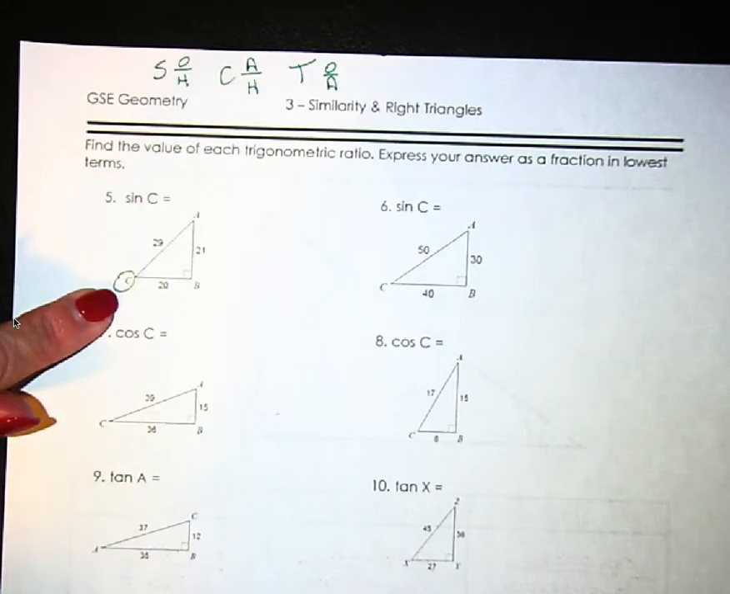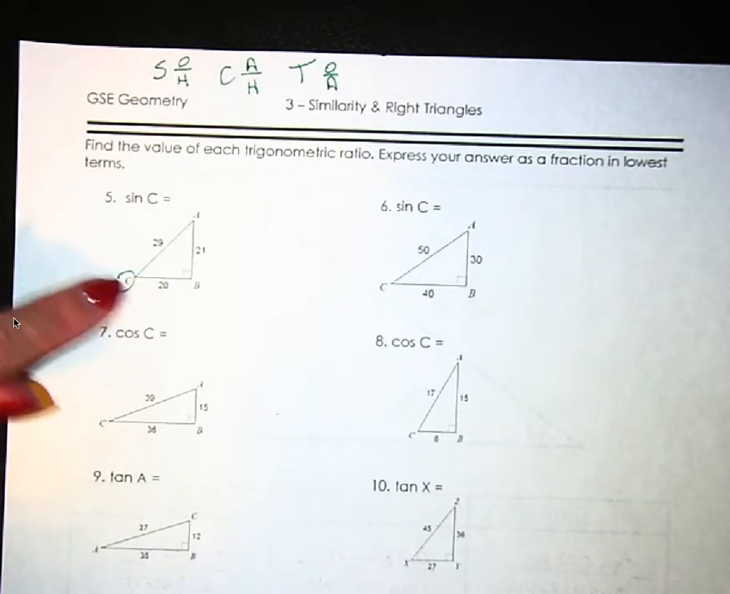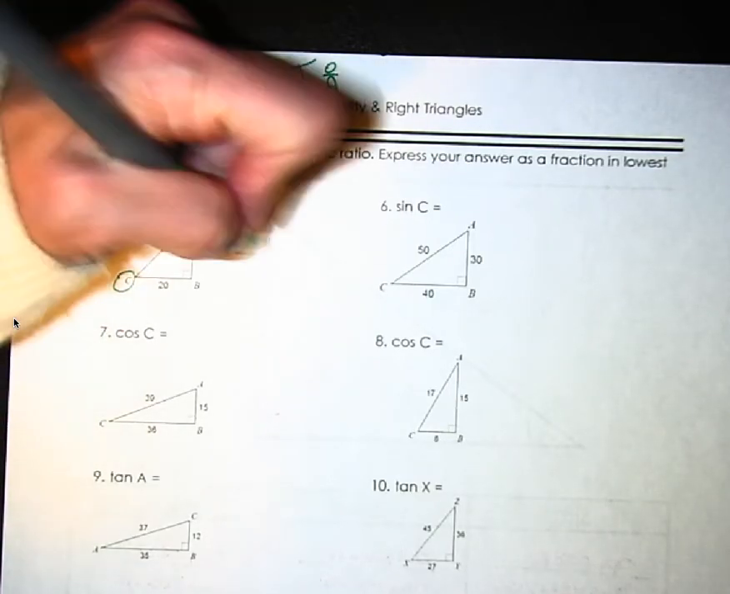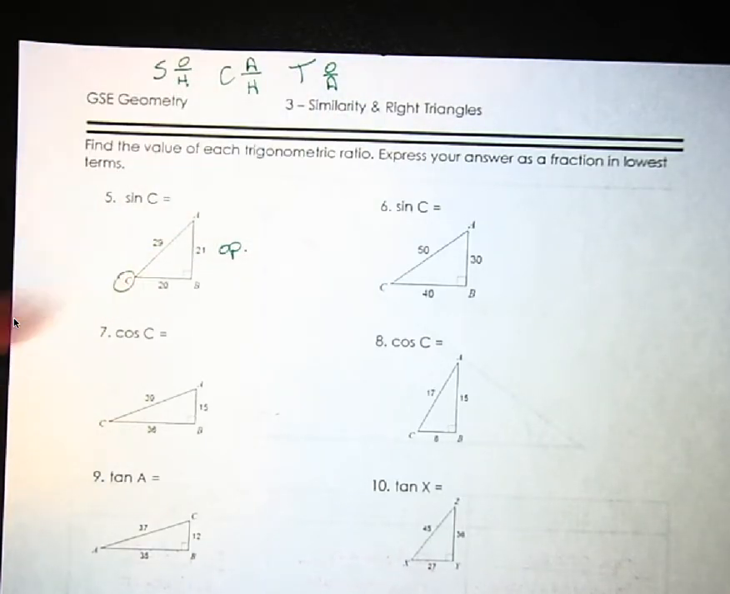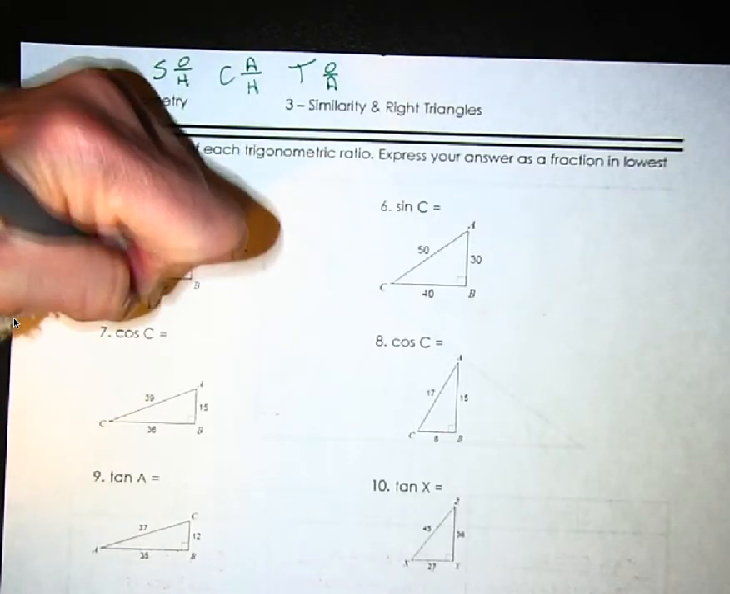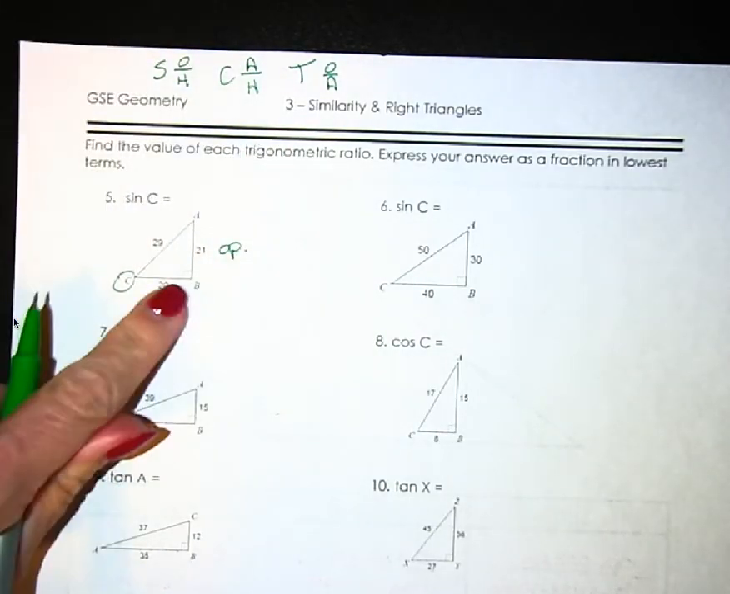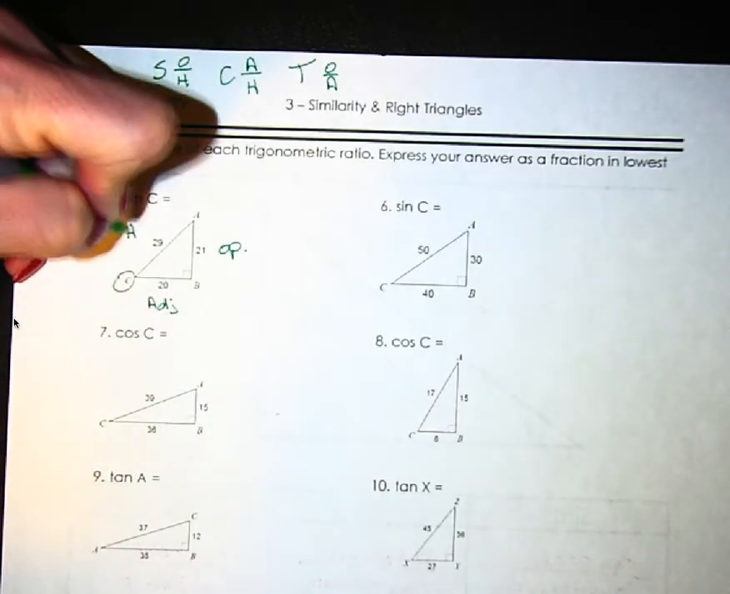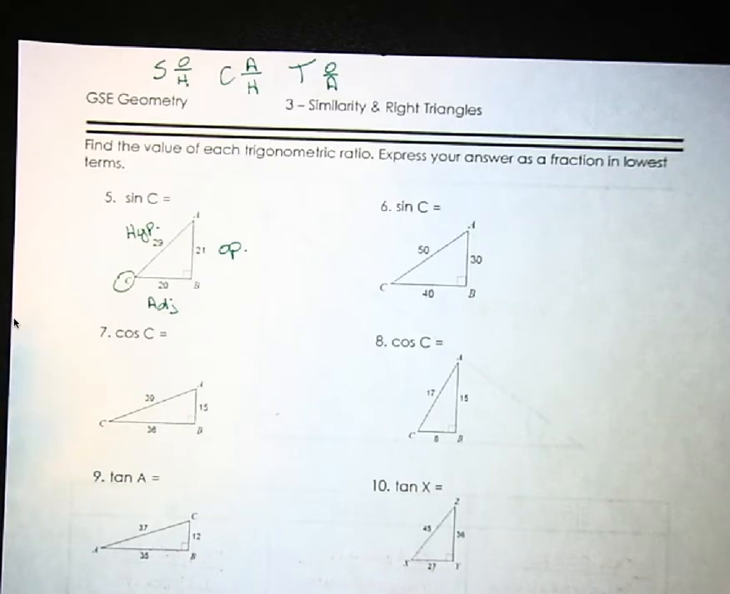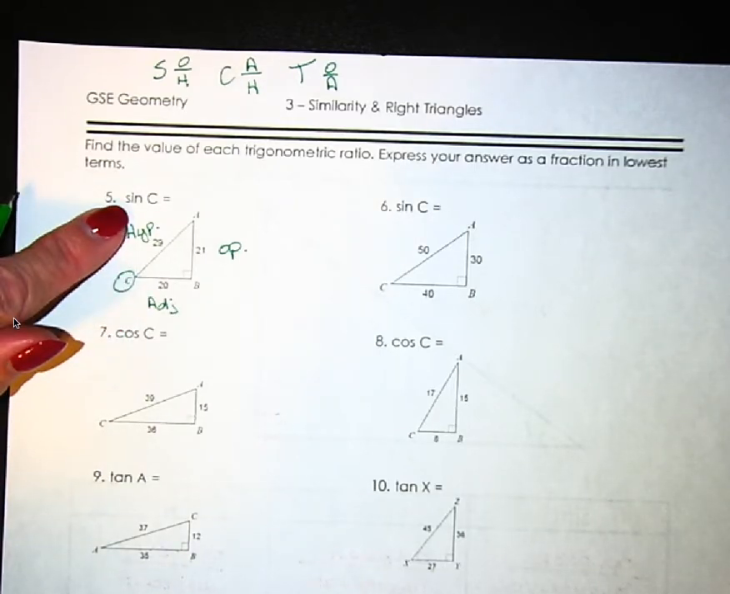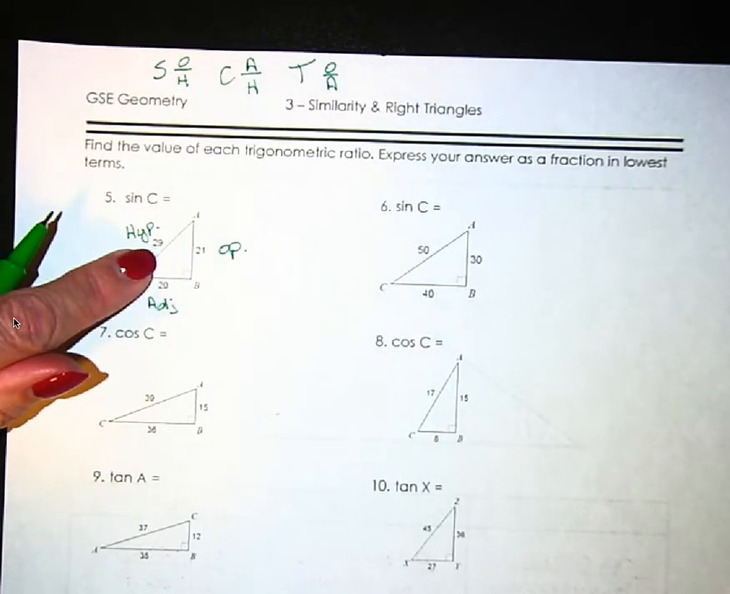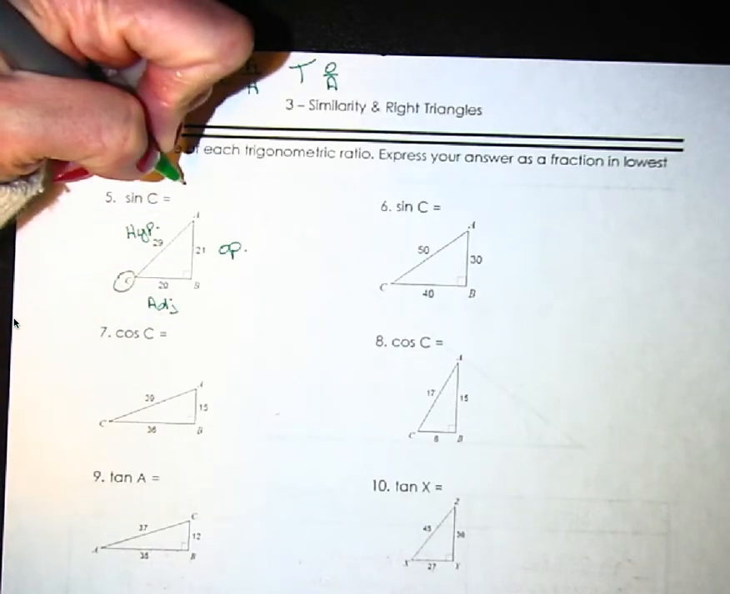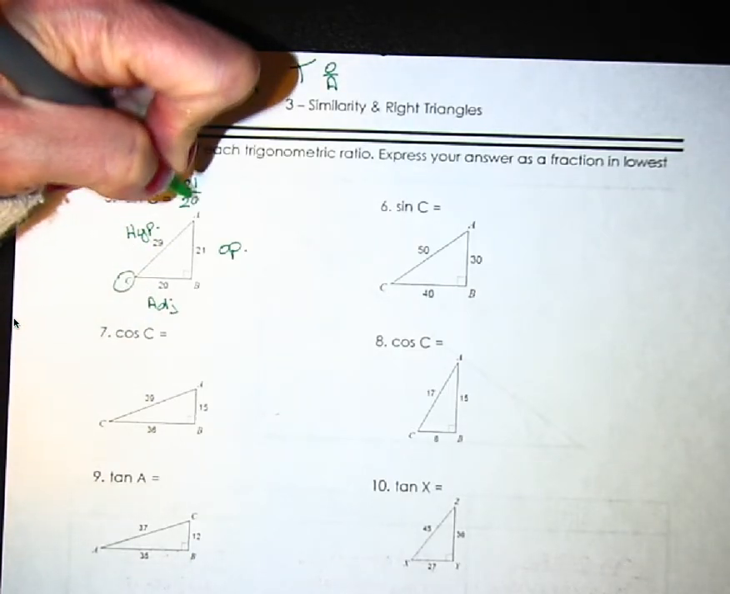So if I look at my triangle, the first thing I'm going to do is circle my reference angle, and I'm going to label my sides. Directly across is my opposite. Adjacent would be my CB side. And the side across from my right angle is going to be my hypotenuse. Okay, label your three sides, and then look at the sides that would make up sine. Opposite, hypotenuse. Opposite is 21, and hypotenuse is 29. So sine of C is going to be 21 over 29.